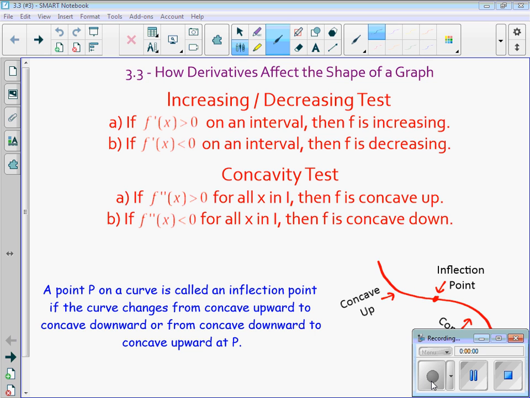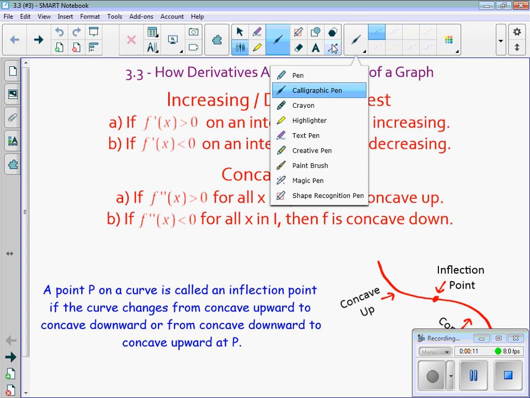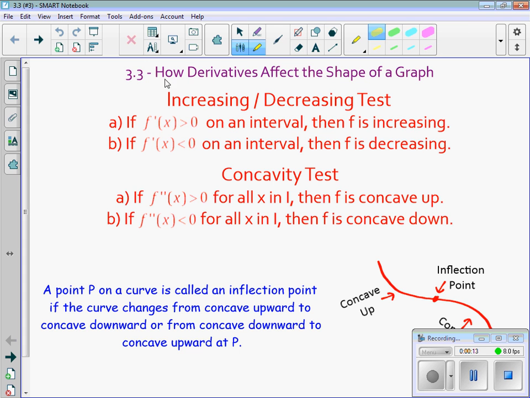Okay, here are some things that we've been already kind of using or thinking about, and you used them a ton last year, so it should go pretty quick. The increasing, decreasing test is a huge test that you use in calculus. It says if the derivative is greater than 0, that means the slope is greater than 0, so the graph is increasing. Less than 0, it means it's decreasing.